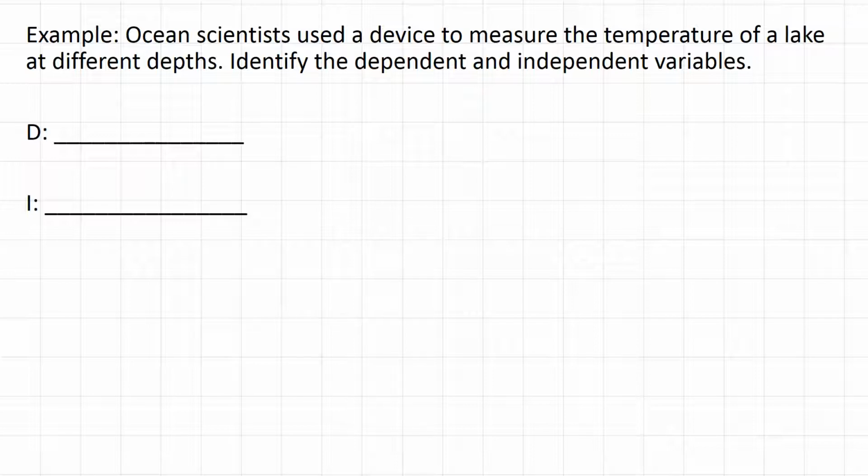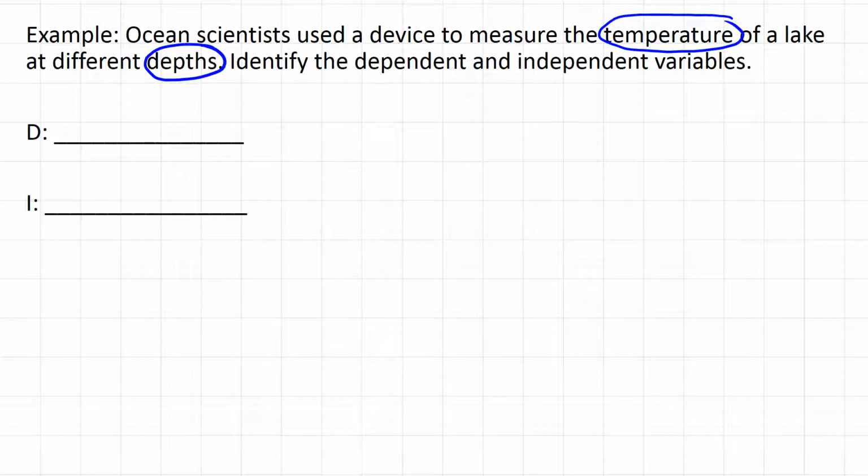Ocean scientists use a device to measure the temperature of a lake at different depths. What are the dependent and independent variables? So first of all, we see that they're measuring the temperature, so that's one of the variables. And they're measuring the temperature at different depths. So temperature and depth are our two variables. So let's try running through this out loud.